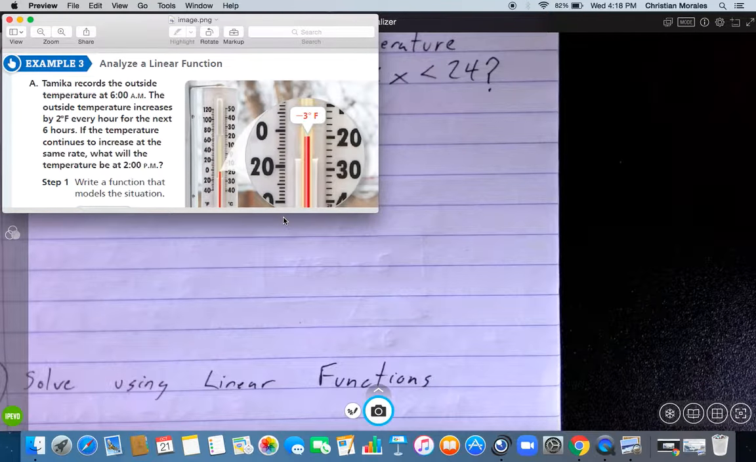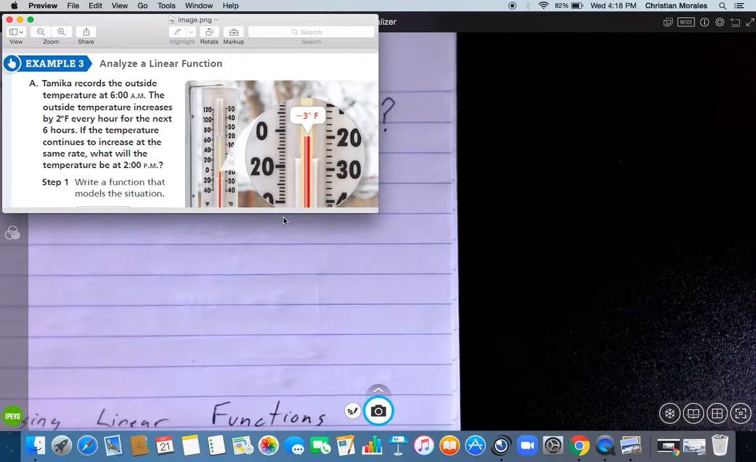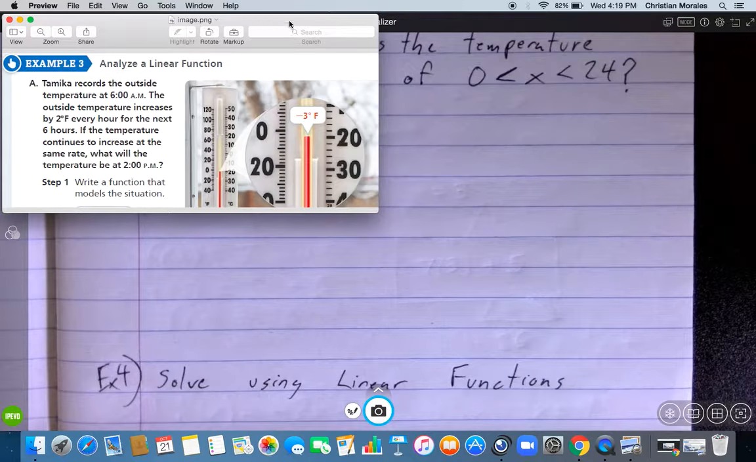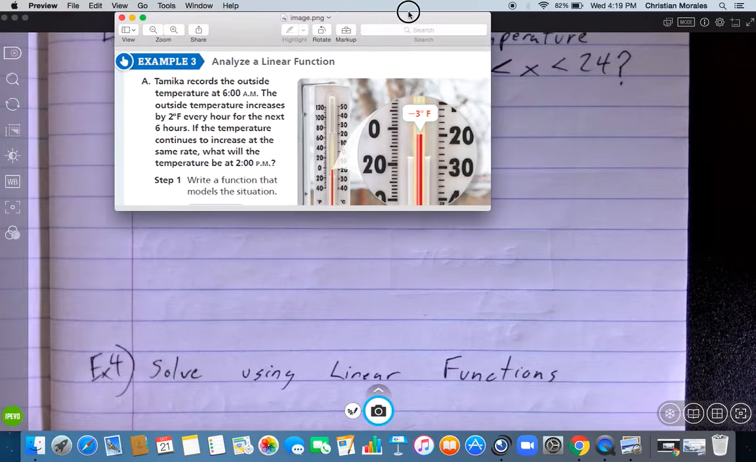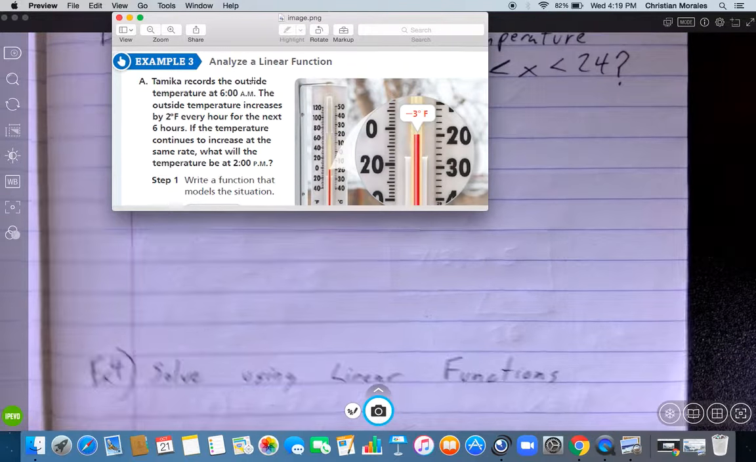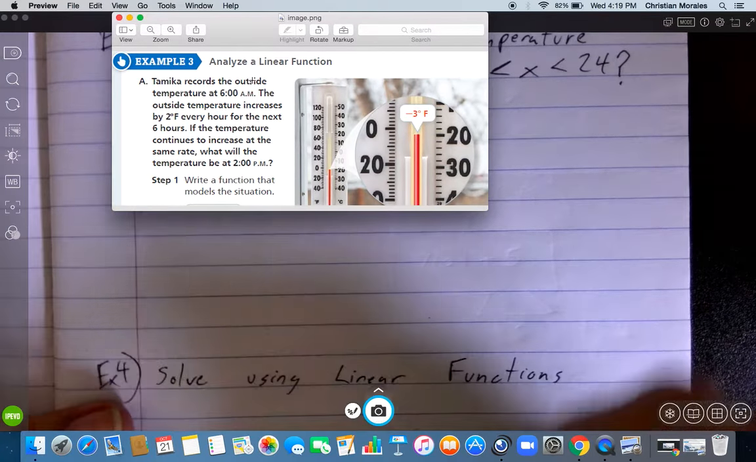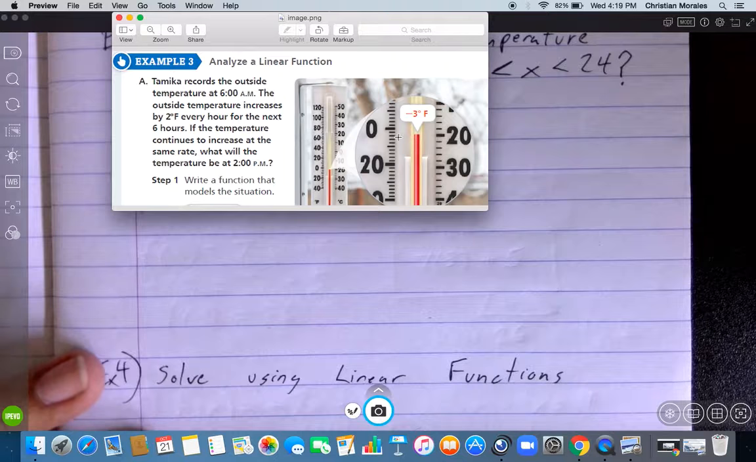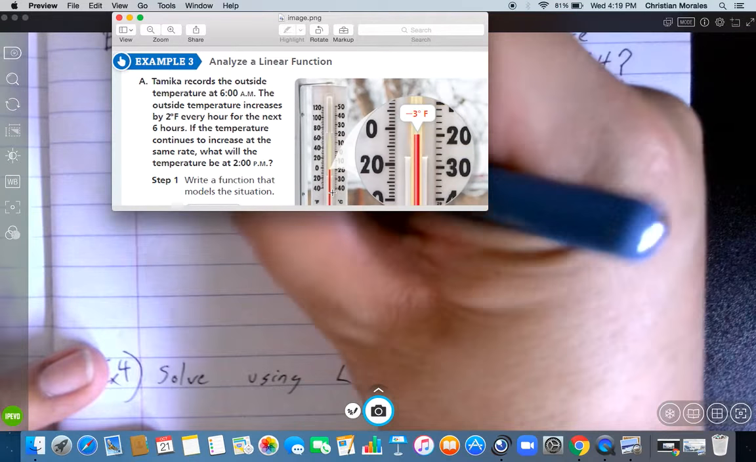Okay, so let's write a function for this. All right, so let me put the paper over here just so we can all see that. Okay, there is a question that goes with this, but we'll answer the question later. Okay, so let's get this information down. Oh, but right here on the thermostat at 6 o'clock, it is negative 3 degrees Fahrenheit. So Fahrenheit is this side over here. All right, so b is going to be negative 3.